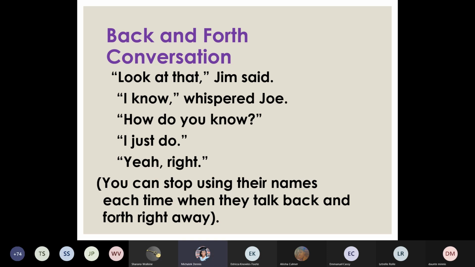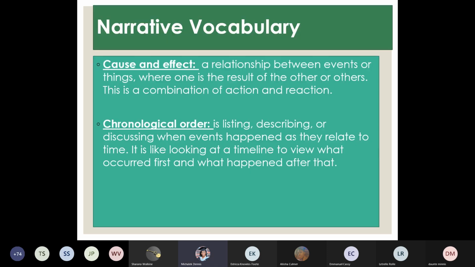Let's just move on. I just want to introduce a couple of things that you may want to keep in mind and consider. A part of your vocabulary I want you to add is cause and effect. Before I ask, what is cause and effect? Anybody can recall what cause and effect is?